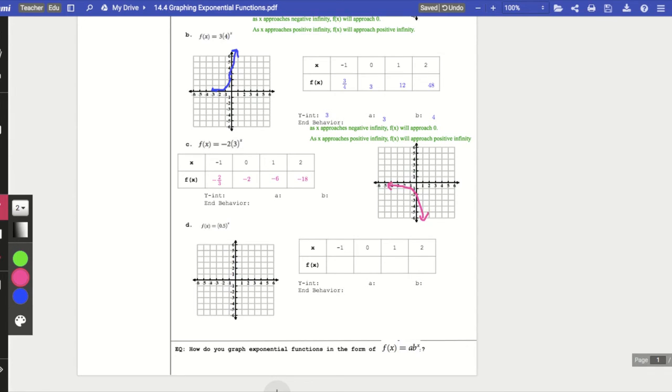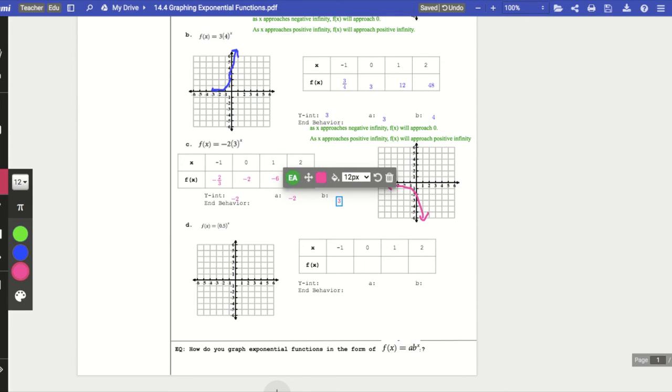All right, so this graph has a little bit different end behavior. First let's identify the y-intercept, and then we'll go back to identifying. So the y-intercept is -2, a is also -2, and b is 3. Hopefully you are able to see that the a value is actually just the y-intercept, because whenever you plug in 0 for an exponent, you're just going to end up with 1, which will just leave you whatever the a value is. So the y-intercept is the same thing as the a value.